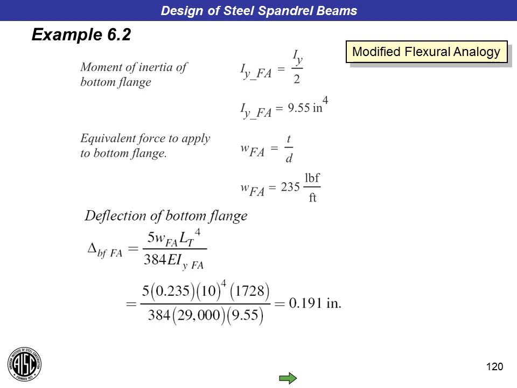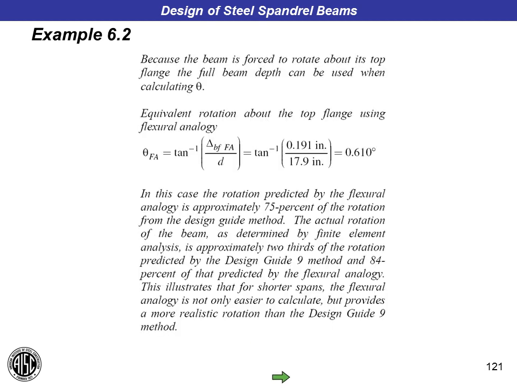And just a quick word here on the modified flexural analogy, which, as I mentioned, is appropriate when you've got relatively short torsional spans. You end up with a lateral deflection on the order of 0.19 inches of the bottom flange, and you turn that into a rotation by dividing that by the depth of the spandrel beam and taking the inverse tangent of it. So the rotation of this spandrel beam is 0.61 degrees, which is a bit less than we calculated using the modified Design Guide 9 method.